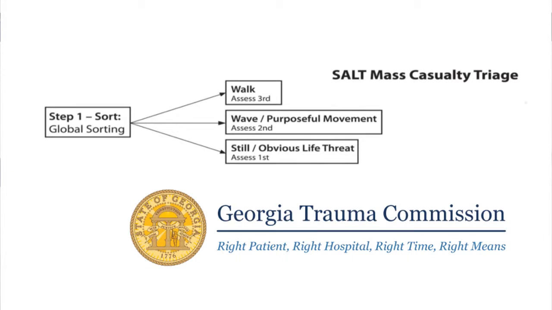The first step in the SALT triage algorithm is to do a global sorting. We're going to sort patients into 3 categories: those who can walk, those who can wave or make purposeful movement, and those who are still or have obvious life-threatening injuries. Once we have divided this group up, we'll begin to assess the patients that are still or have obvious life-threatening injuries first. The second group of people we will treat are the people who are waving and making purposeful movement. The last group you will assess is the walking wounded.